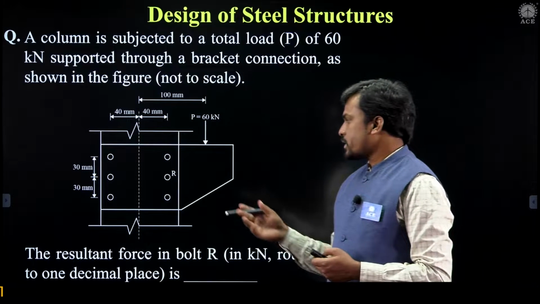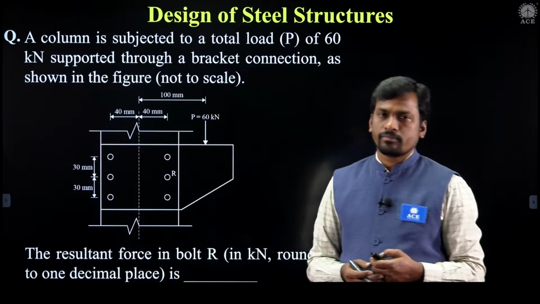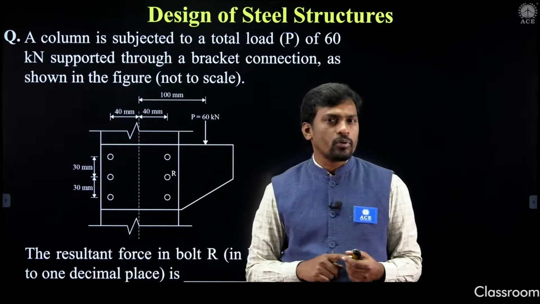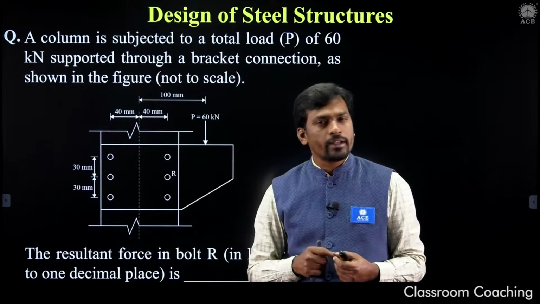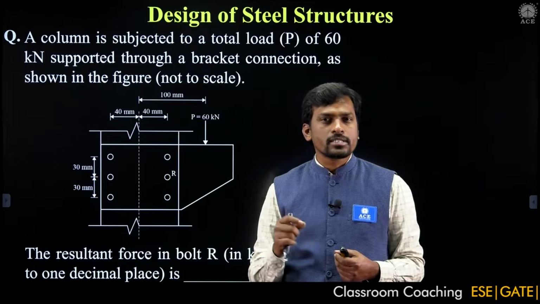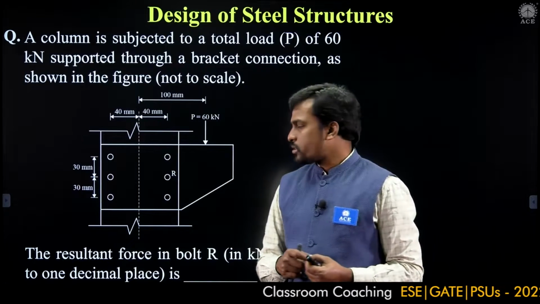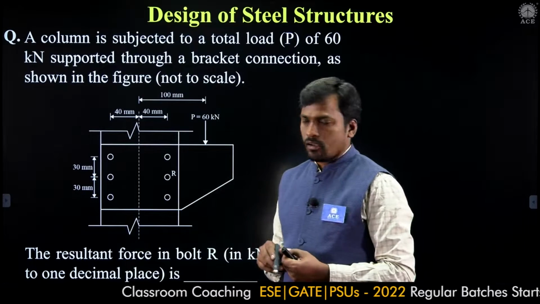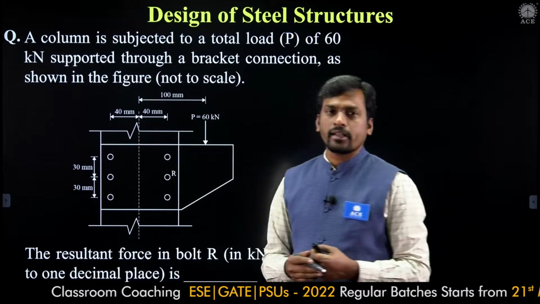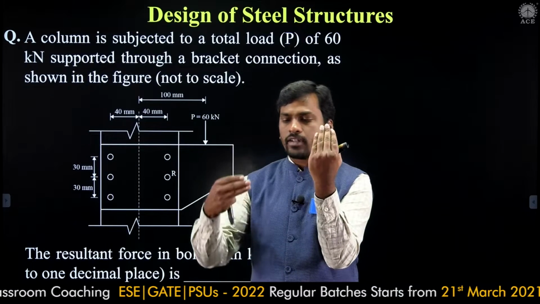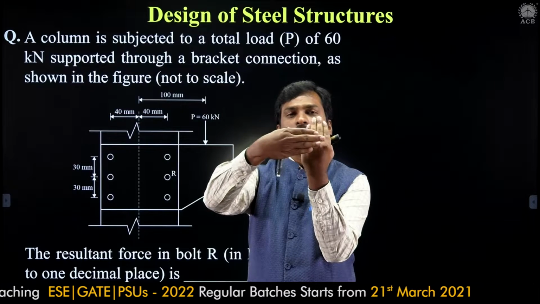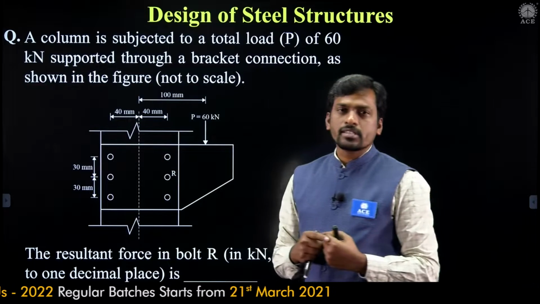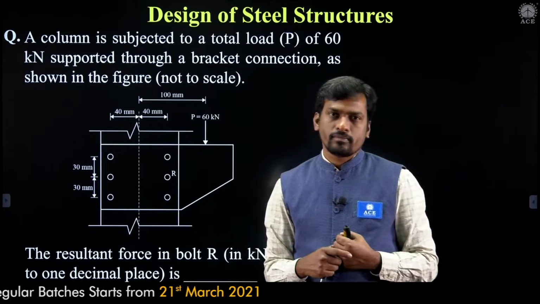Is it a type 1 connection or a type 2 connection? In eccentric connections we have two types: type 1 is in-plane loading, and type 2 is out-of-plane loading. So this is a type 1 connection. This is the column and this is the bracket, connected to the column like this.